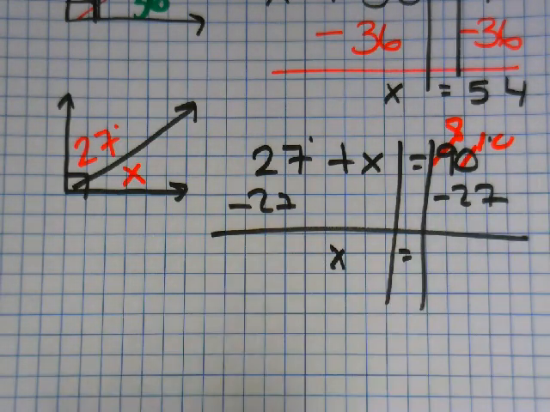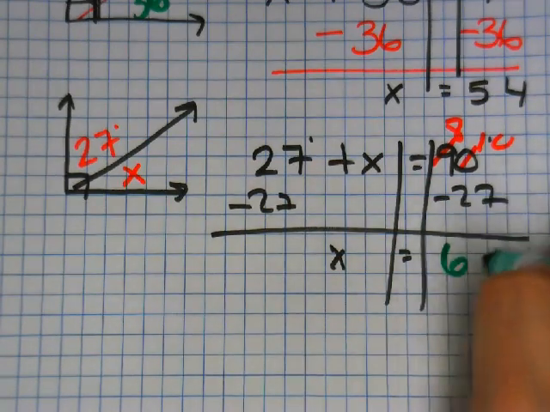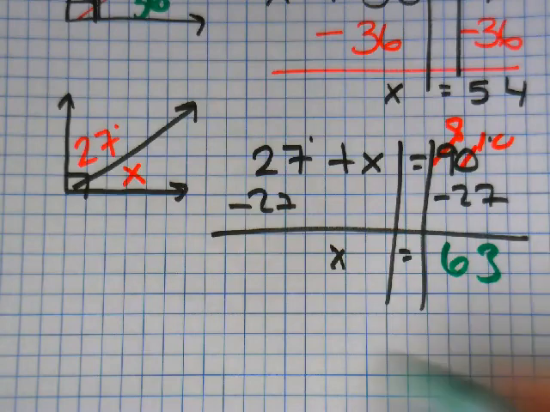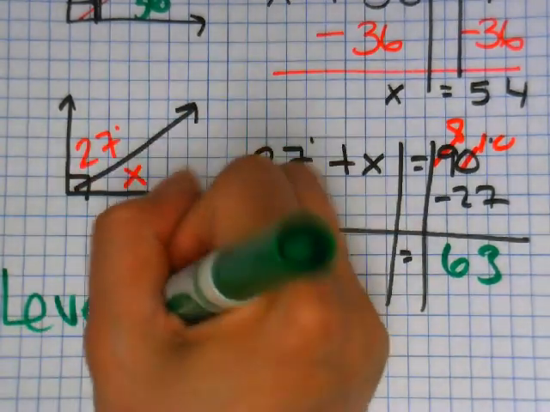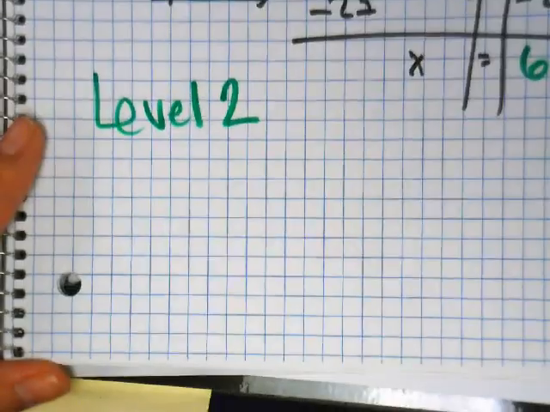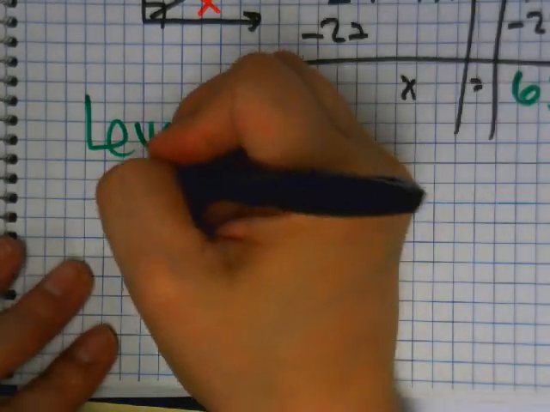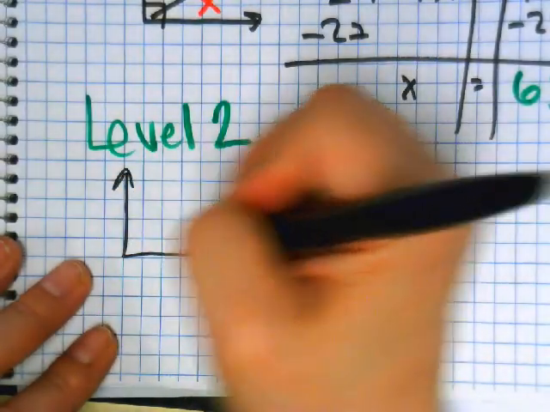Oh, sorry. What was our answer for this one? 63. Thank you. It's basic subtraction. 2nd grade subtraction. Okay, now we're going to do level 2. So, Level 2. Are we gonna add one more line? No, it's always just 2.